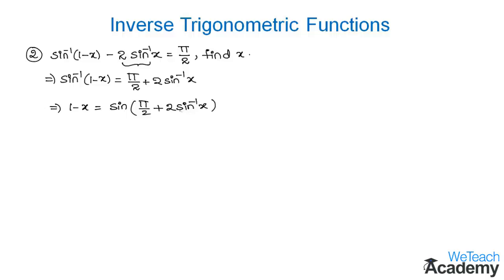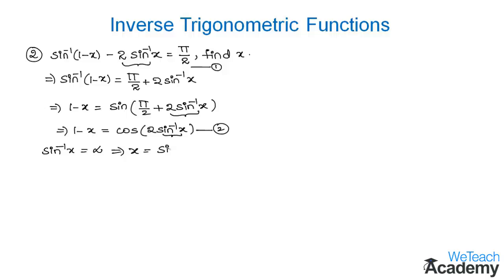And now this is in the form of sine of 90 degrees plus theta. So by using that function, we get 1 minus x, which is equal to cos theta, which is 2 sine inverse x. And now let us name this equation as equation 2 and this equation as equation 1. So let us consider sine inverse x as alpha. So that implies the trigonometric function would be x equal to sine alpha. And now let us name this equation as equation 3. So by substituting the value of equation 3 in equation 2, the equation 2 would become 1 minus x is equal to cos 2 into alpha.